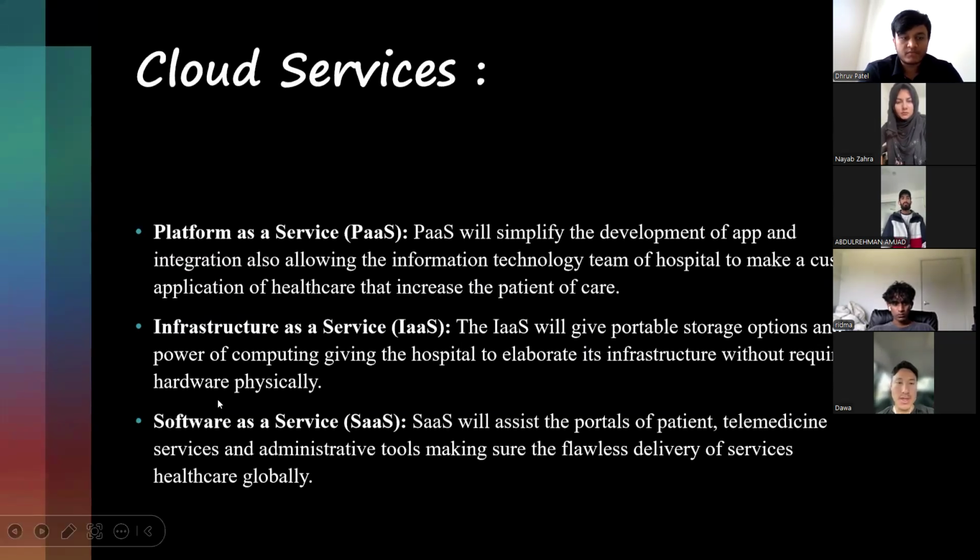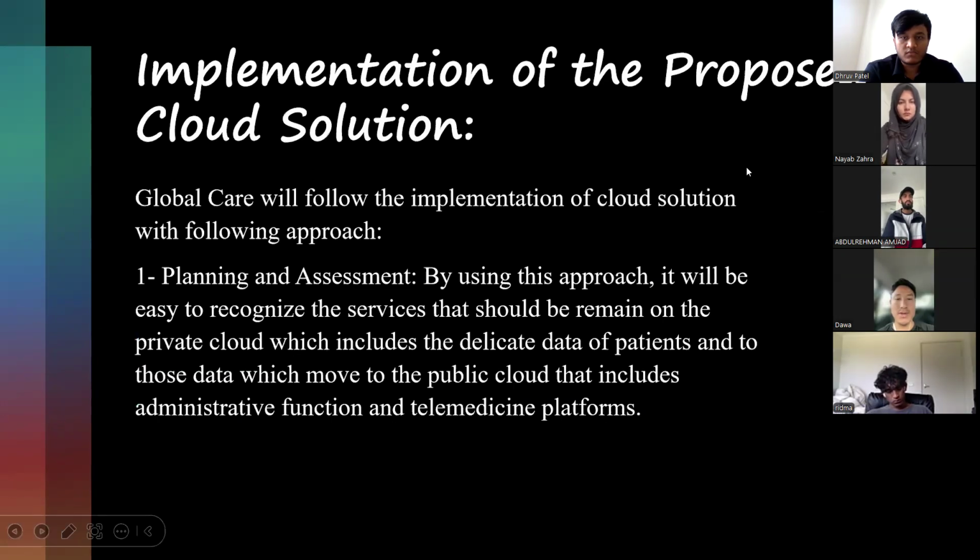The other topic is cloud services. Cloud services include Platform as a Service, PaaS. PaaS will simplify the development of apps and integration.